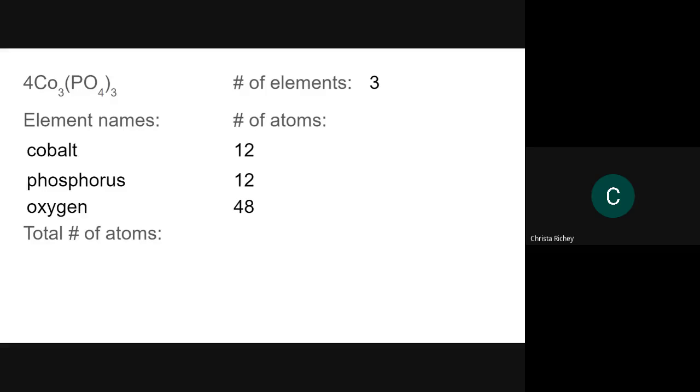3 times 4 is 12 times 4 is 48. And when I add them together, I have a total of 72 atoms in here.